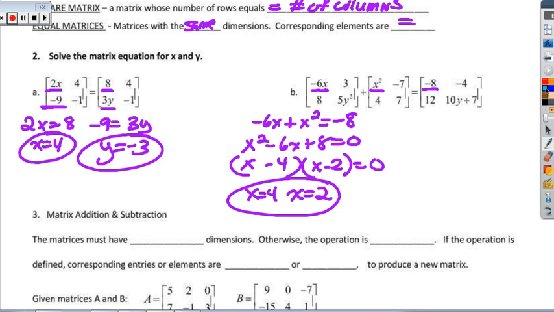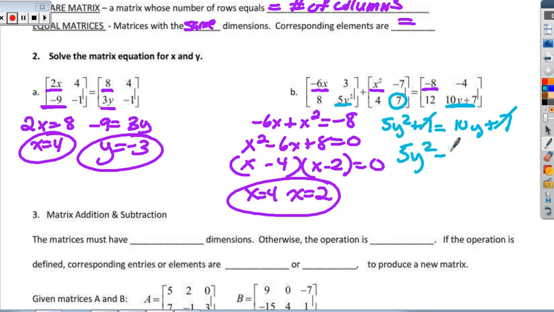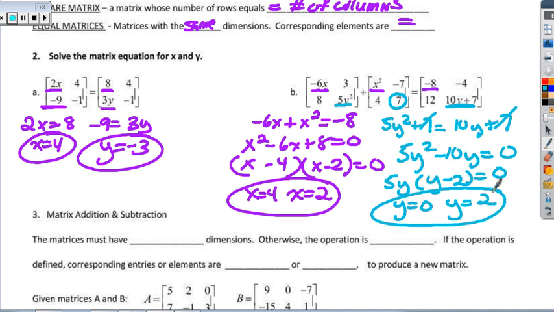Now let's look at the y. So the y is here and here, and I can see that's row 2, column 2, row 2, column 2, so I'm going to use that same element as I set up the equation. So 5y squared plus 7 will equal 10y plus 7. Our 7's cancel. Again, we're looking at a quadratic. We need to set it equal to 0. This is factorable. We can factor out a common term of 5y, leaving you with y minus 2. And our y values here would be 0 and 2 once you set them equal to 0.